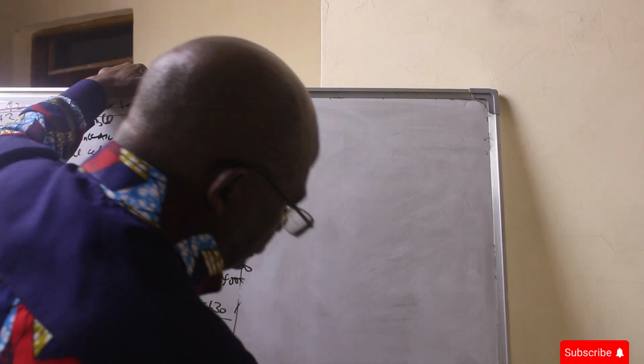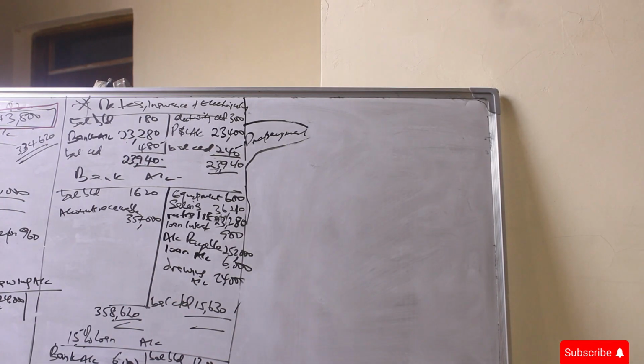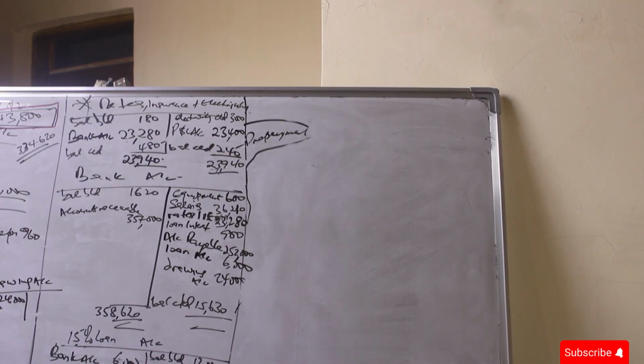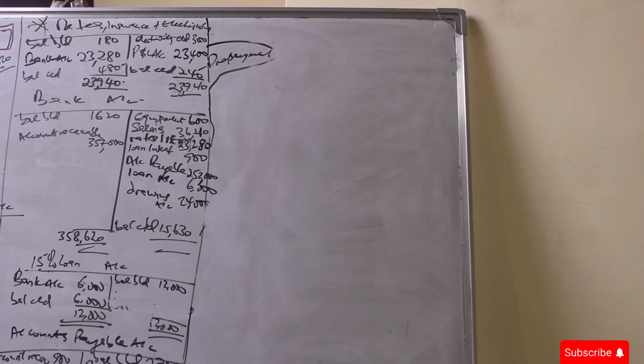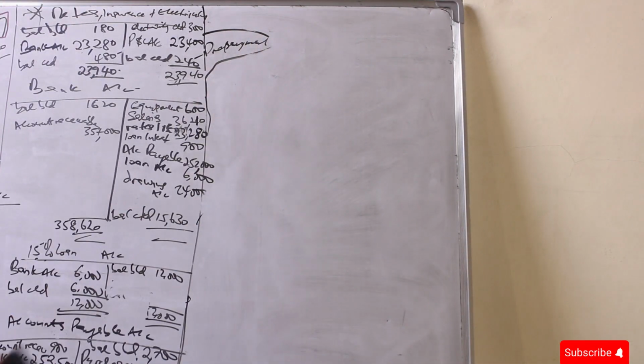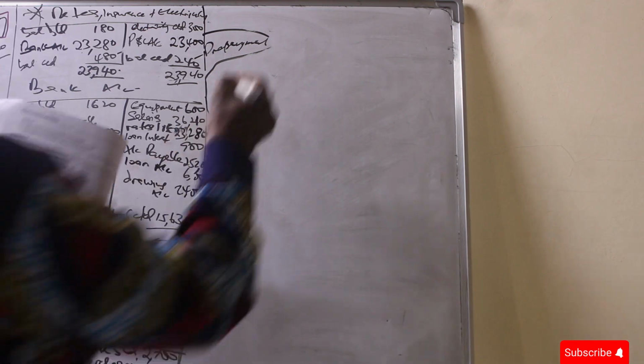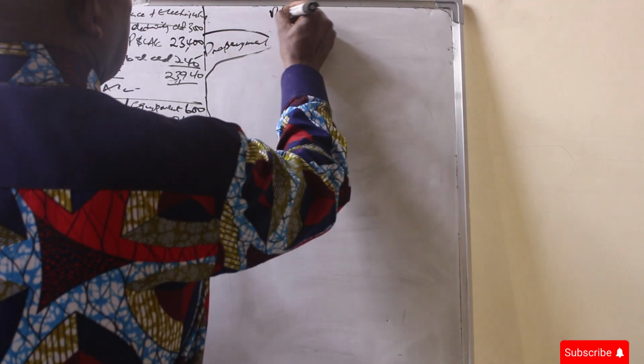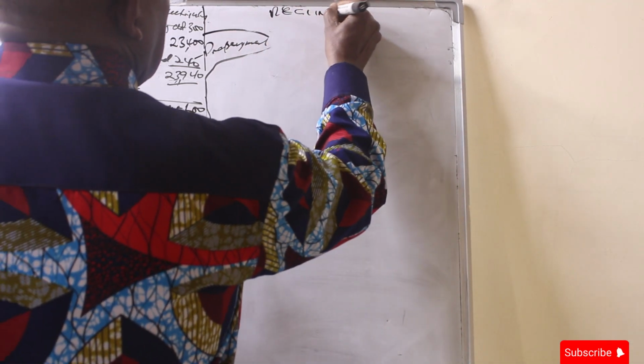So quickly, we now do the balance sheet using the assets we already have. We already know our assets: land and building, equipment, furniture, and fittings. The lady is called Regina Rai.